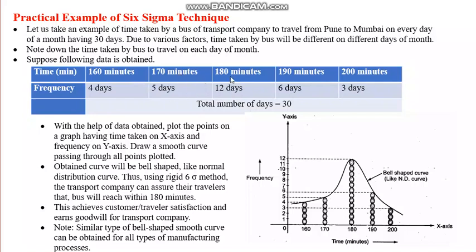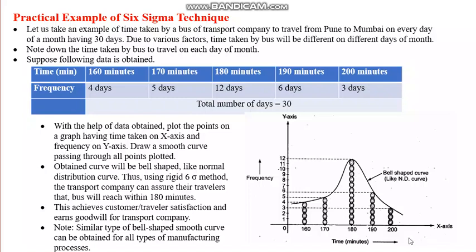12 times it reached in 180 minutes. 180 minutes means within 3 hours from Pune to Bombay you are gone. And 6 days you reached in 190 minutes, and 3 days in 200 minutes. That means 3 hours 20 minutes.